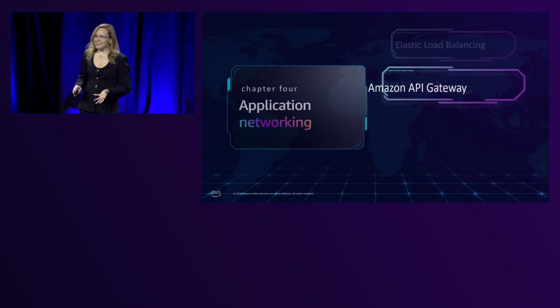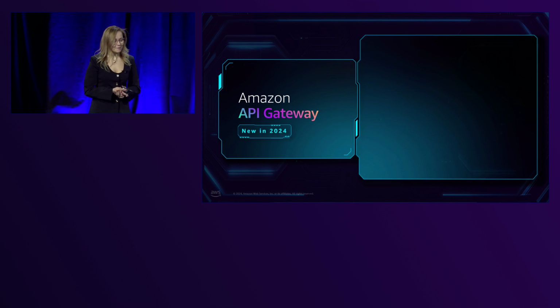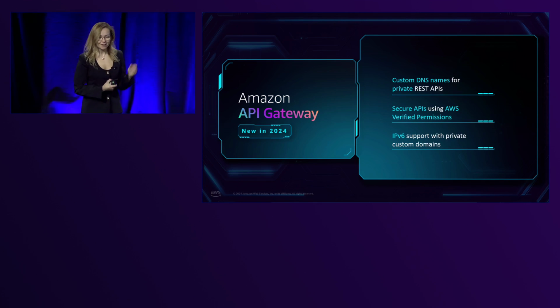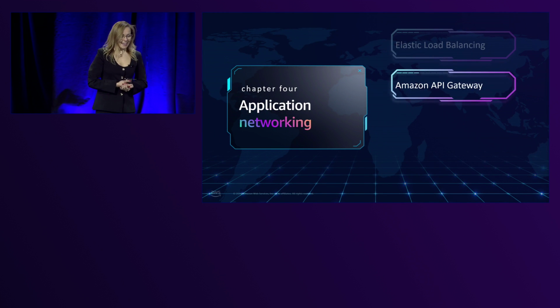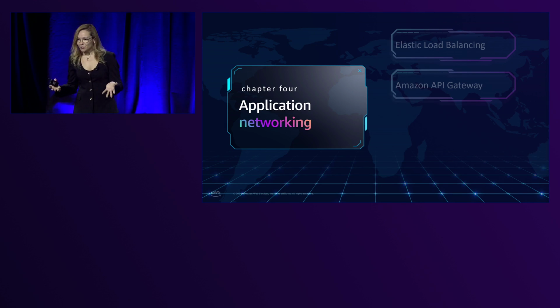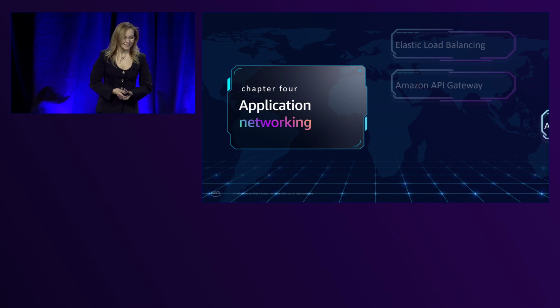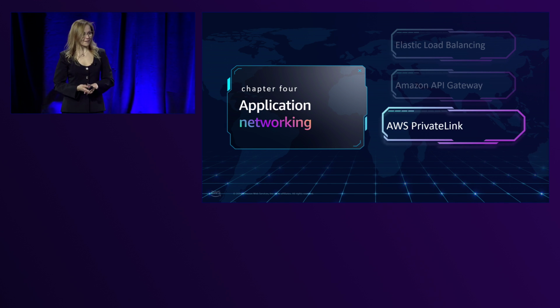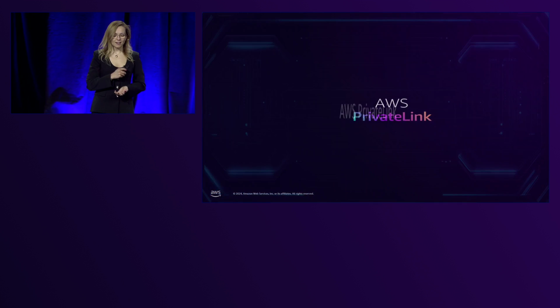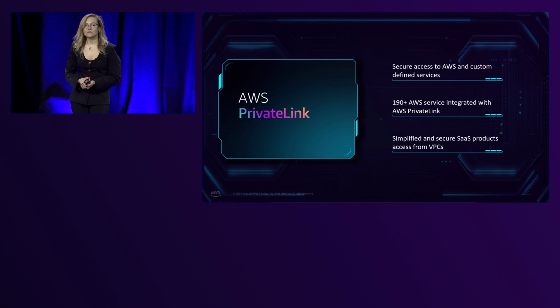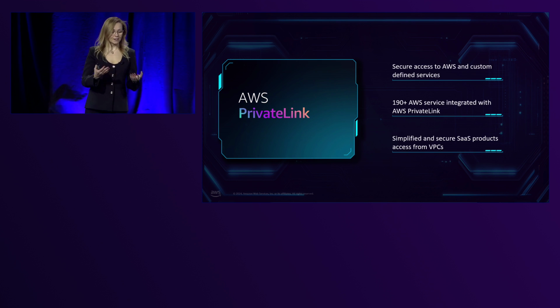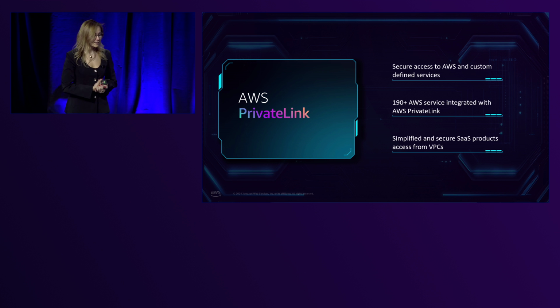Now, API Gateway, again, had a very big year, and my favorite launch here is the support for private custom domains together with IPv6. Very important. Now, 2 very foundational services of application networking, AWS PrivateLink. Matt talked a bit in the introduction about how you can use AWS PrivateLink. It does give you access to AWS managed services or third-party services on AWS that you deploy and manage.